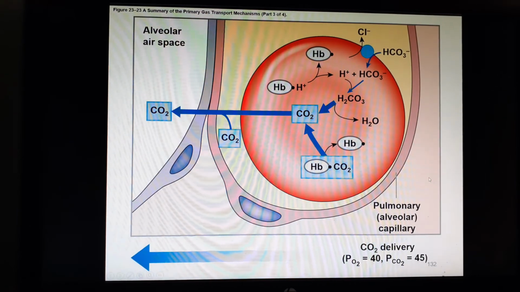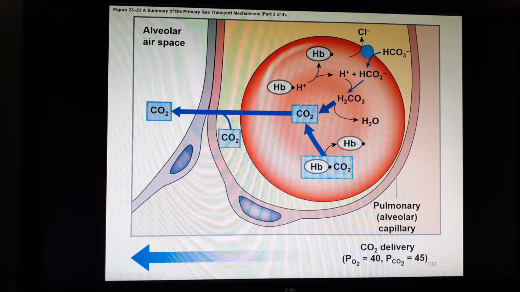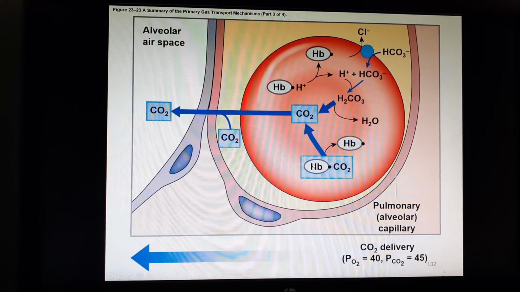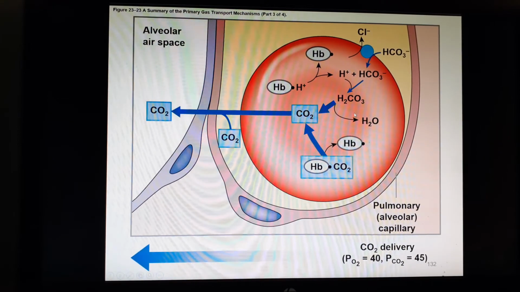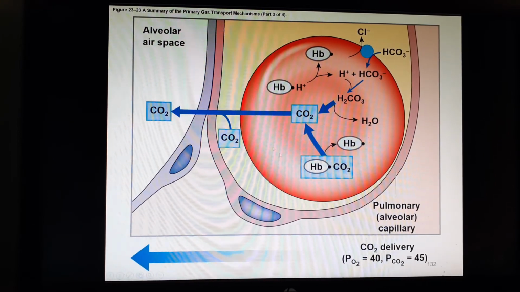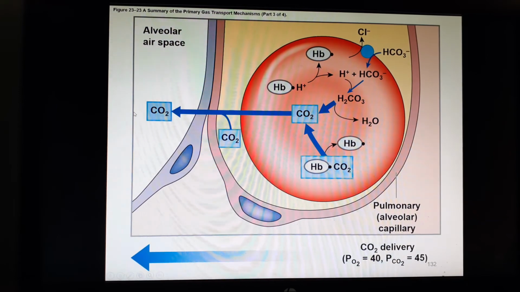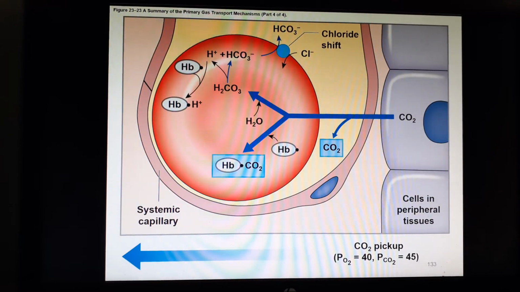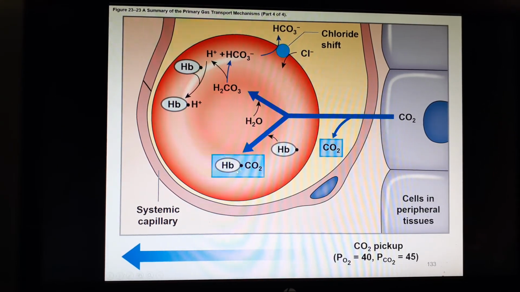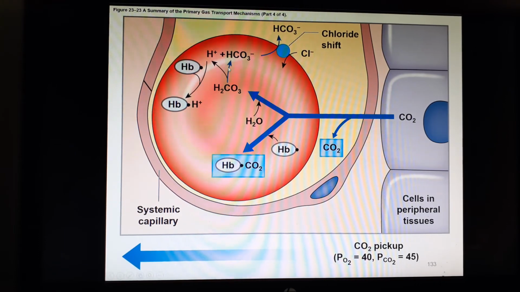For the CO2 at the lungs, we have carried it in the plasma, we have carried it bound to hemoglobin, and we have carried it as carbonic acid. So all of these CO2s, when we get to the lungs, will go back into the alveolar airspace and be exhaled. And then at the cells, we draw in the CO2 and put it in the plasma. We bind it to hemoglobin, and we carry it as carbonic acid and bicarbonate. And we cause the chloride shift here, and we put out the bicarbonate ions into the plasma.